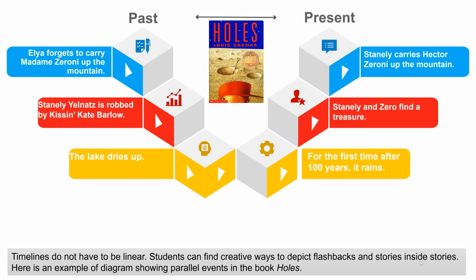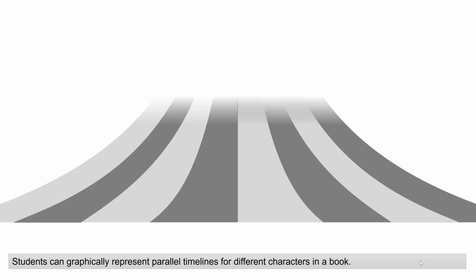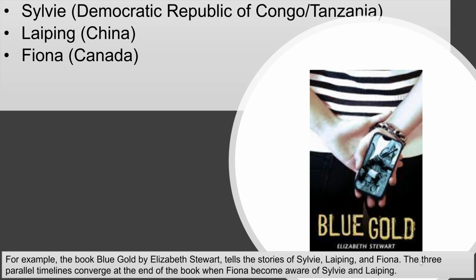In the past, the lake dries up. In the present, for the first time after 100 years, it rains. Through such graphic representation, students can explore key themes such as keeping promises versus breaking promises and caring for friends versus abandoning friends. Students can graphically represent parallel timelines for different characters in a book. For example, the book Blue Gold by Elizabeth Stewart tells the stories of Sylvie, Lai Ping, and Fiona. The 3 parallel timelines converge at the end of the book when Fiona becomes aware of Sylvie and Lai Ping.